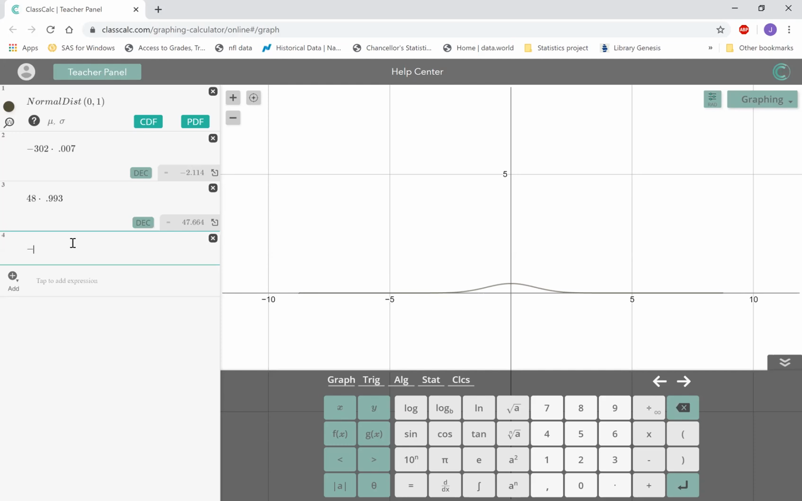So we'll say negative 2.114 plus the 47.664. And you get for your final answer 45.55, and that's your expected value.